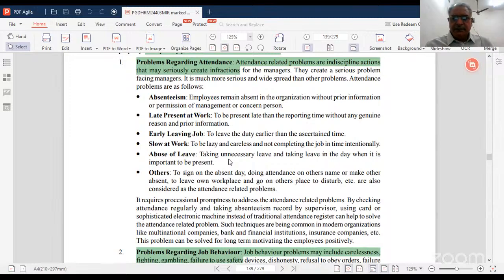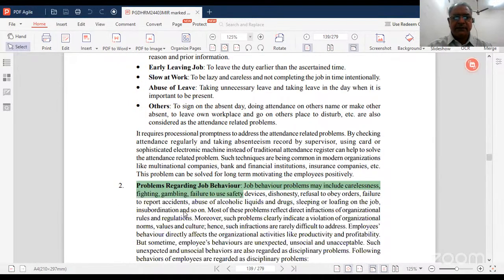Early leaving of the job, this is the opposite side of the coin, you can understand. Slow at work, so he will delay the work process in a slow manner, and as a result of that, he will leave the duty earlier than anyone. Other causes will also be there. Then second, problems regarding job behavior.